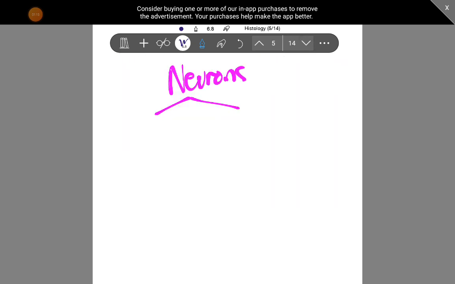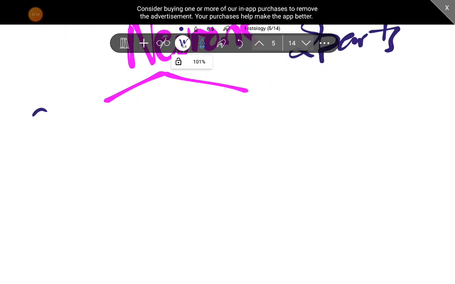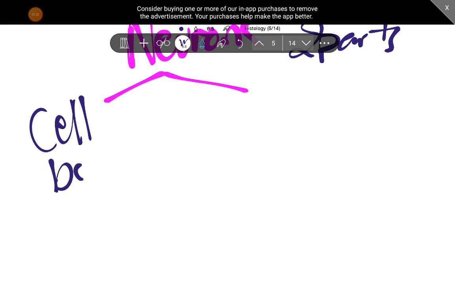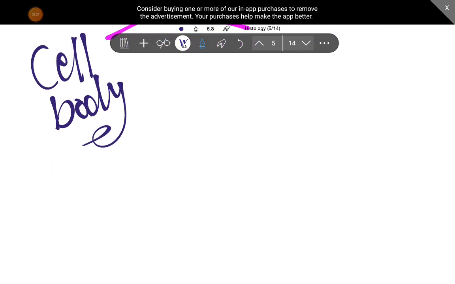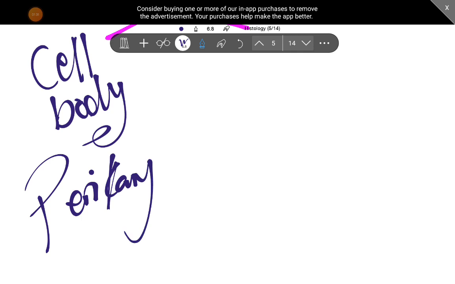If we want to talk about the neurons, each neuron consists of two parts. The first part is the cell body. What is the cell body? They like to call it perikaryon. Let me write it down. I need you to take a moment with yourself to think about the name and understand it.